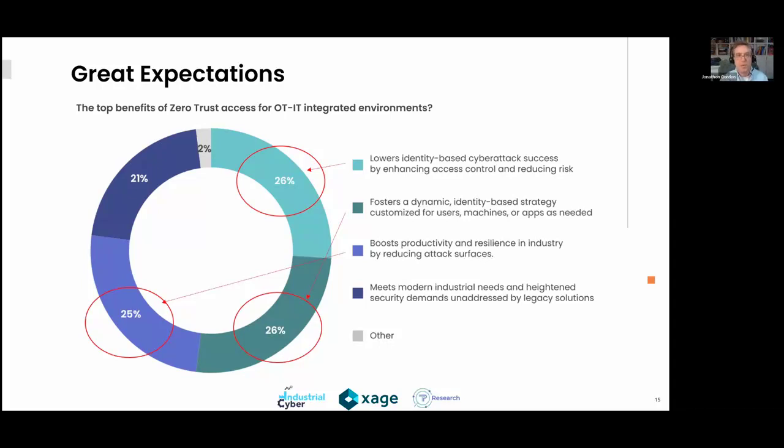control, or access control based on identity. And similarly, you see the same number looking at more of a strategic level, another 26% looking at integrating zero trust and this identity-based approach into their overall strategy. So together, it's quite a high number as well. And then lastly, you see the concept of boosting productivity and resilience, which comes a little bit from the OT side, but is also a goal of the overall programs as well.